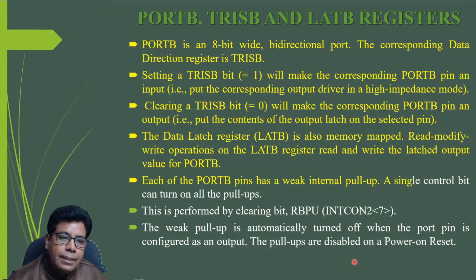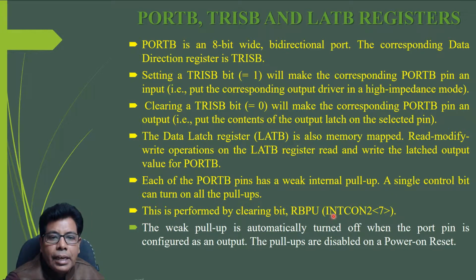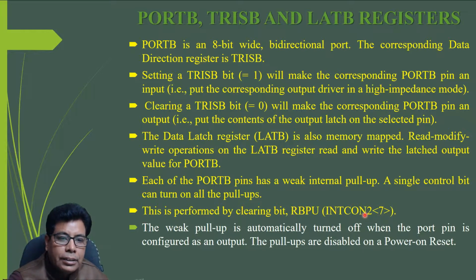Now there is a weak internal pull-up available for port B pins, and a single control bit RBPU will control it. So by clearing the bit that is available in the INTCON2 bit 7, we can clear this RBPU bit and make the pull-ups available. The weak pull-up is automatically turned off when the port pin is configured as an output, and pull-ups are disabled on the power on reset.